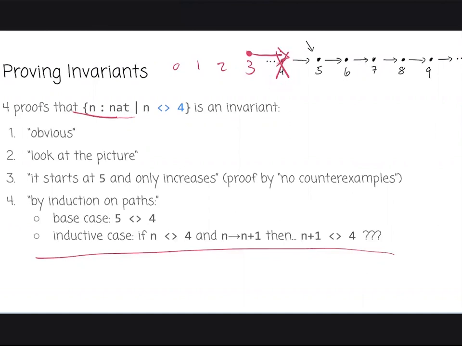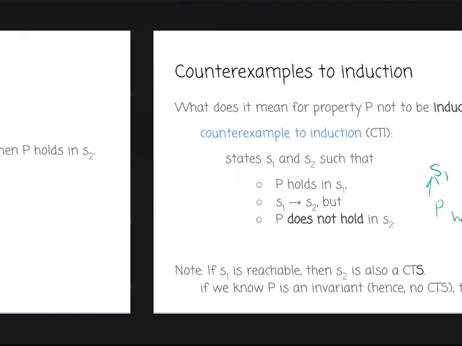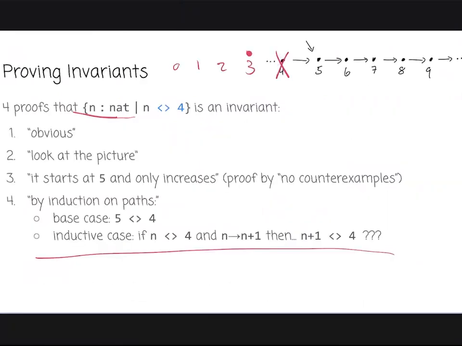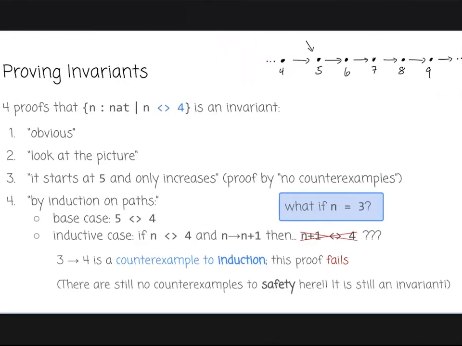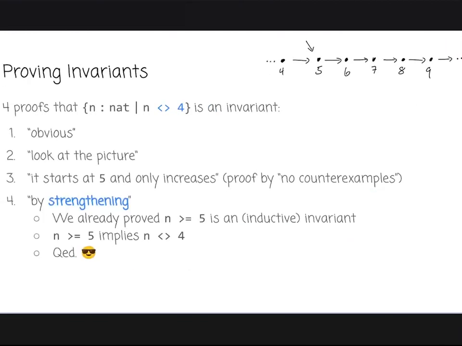Notice this kind of works with the hint from the previous slides, where we said that if a state is not reachable, then most likely the state that led into it is also not reachable. So in this case, 4 is not reachable, but we stepped from 3 to it. So that means that probably 3 is not reachable either. But then what if we kept playing this game? And we see in these slides also that this is a counterexample to induction. Notice this is still not a counterexample to safety. But how do we fix this proof? This is rather a little bit funny.